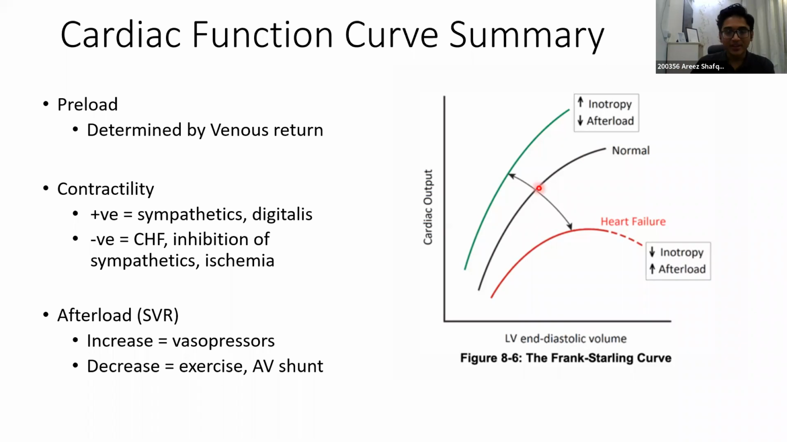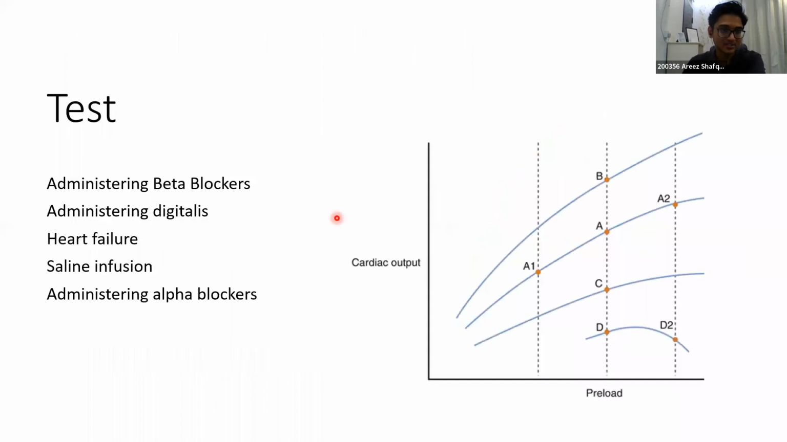If I keep the same preload and I increase cardiac output, that means either an increase in contractility or a decrease in afterload by vasodilation. If I decrease the cardiac output for the same volume or preload, that means decreased contractility or increased afterload by vasoconstriction. That's all you need to know about cardiac function, okay? Yes, this is exactly what I've shown you. So as you move from A to A2, you increase preload, you increase cardiac output.